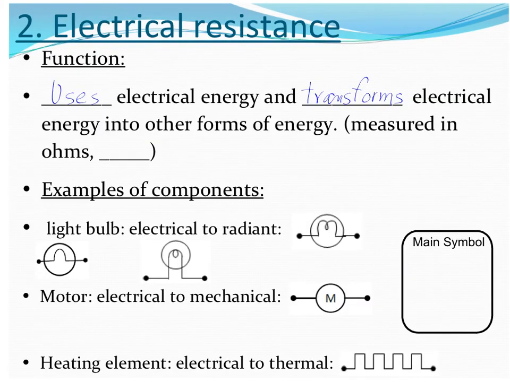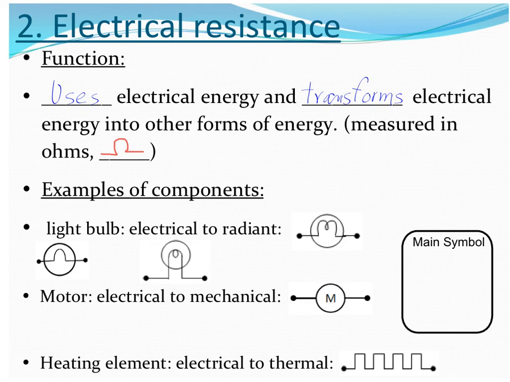The next component is the electrical resistance. This one uses electrical energy and transforms it into other kinds of energy. So it's going to go from electricity to radiant, thermal energy, or mechanical energy, for example. And electrical resistance is measured in ohms. And we're going to use a Greek letter called omega as the symbol for ohms.